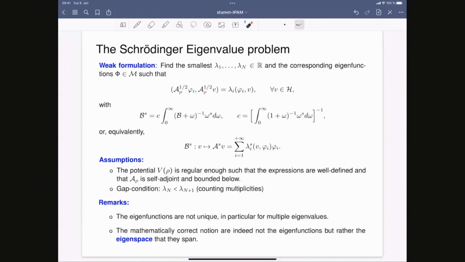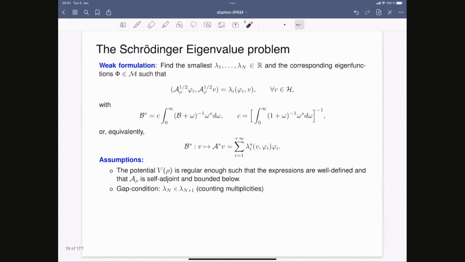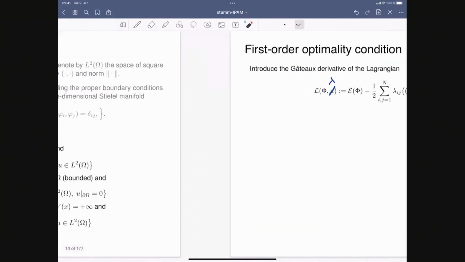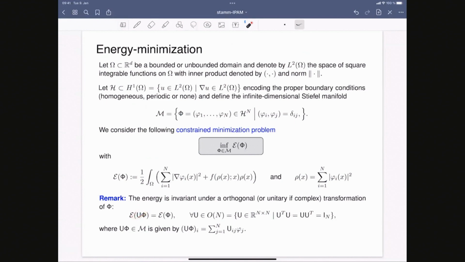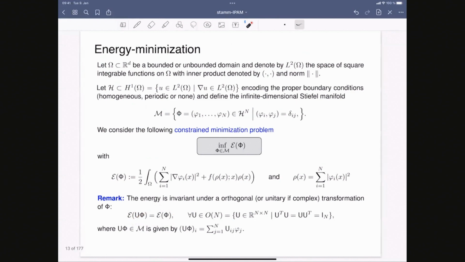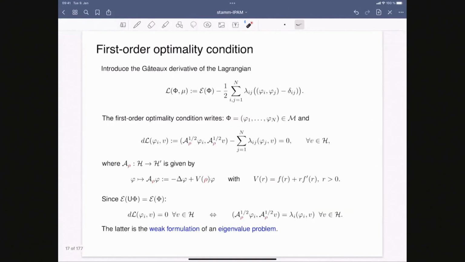So a few remarks. The eigenfunctions are not unique, in particular for multiple eigenvalues. If you have a multiple eigenvalue, you can rotate your eigenfunctions as you want. And since the energy is invariant under orthogonal transformation, the mathematically correct notion is indeed not the eigenfunctions, but rather the eigenspace that they span. Once you have computed the solution, you always get the same energy, whether you rotate that frame with a U or not, so you can generate a whole family of solutions. What is important is the space of the functions they span.